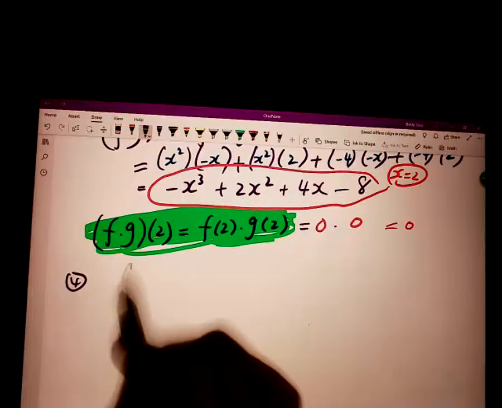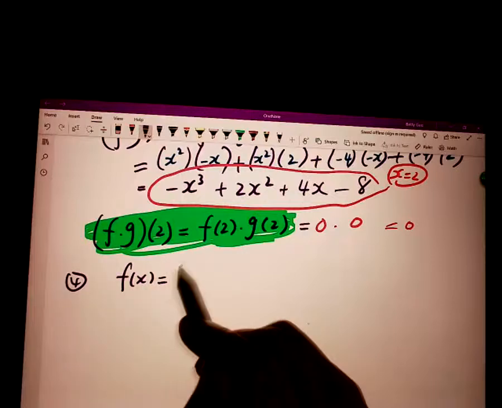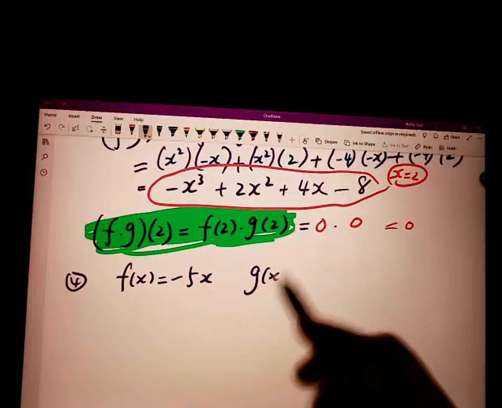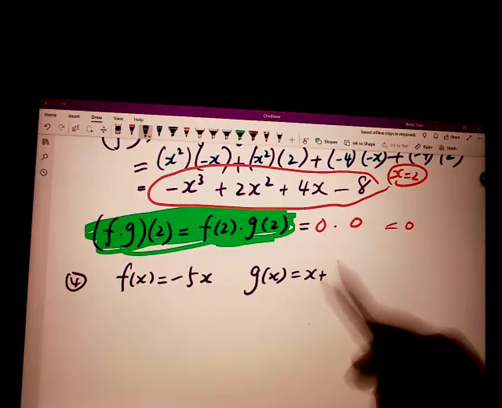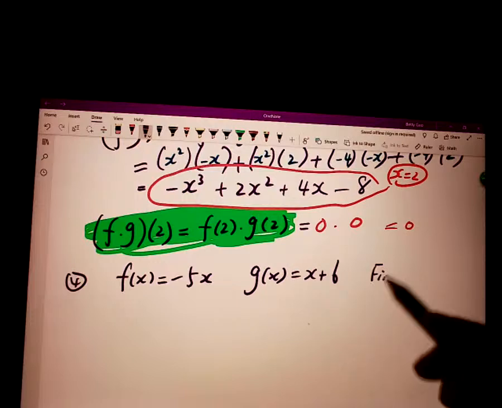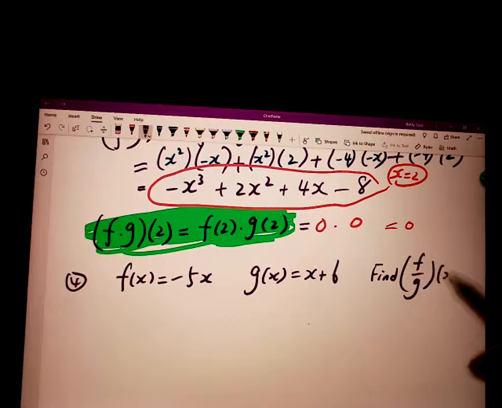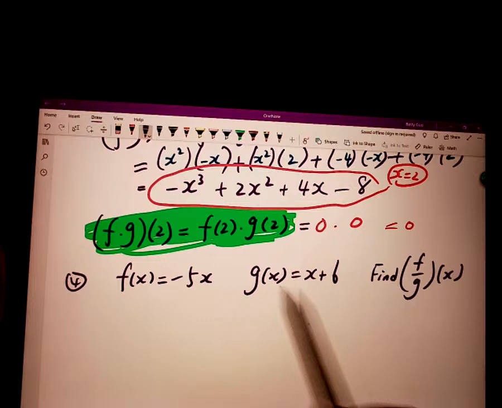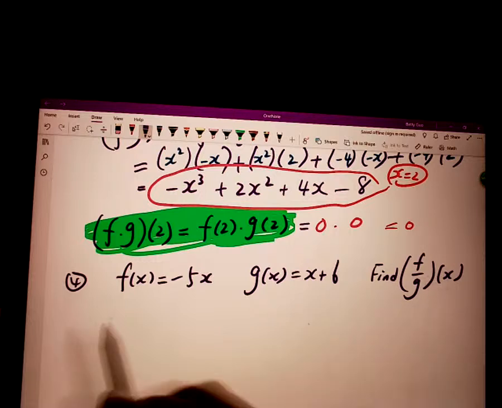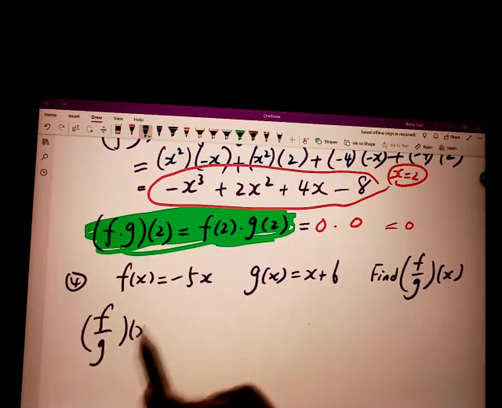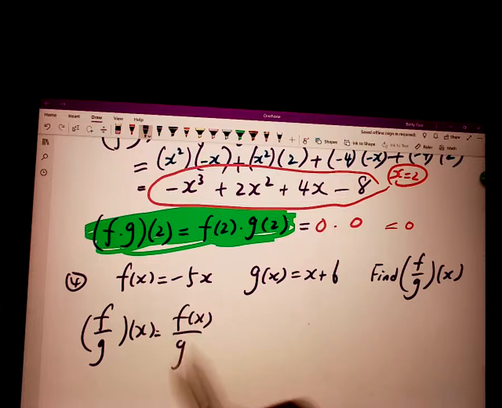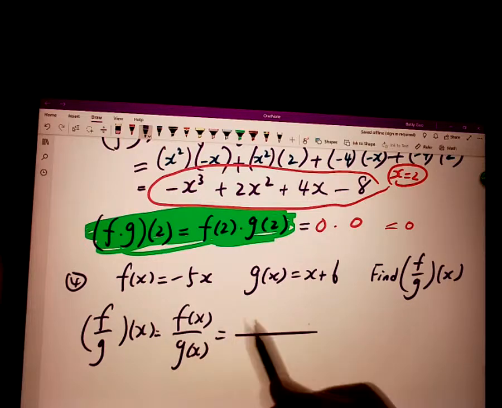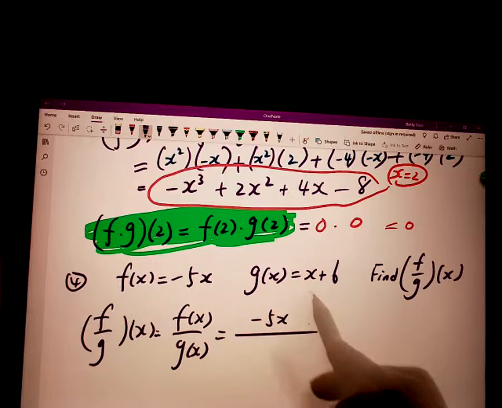We have function f, negative 5x. Function g, x plus 6. Both of them are linear. We need to find f over g of x and its domain. We can see function f has a domain of all real numbers. Function g has a domain of all real numbers as well. Then what is f over g of x? It is f of x over g of x, the quotient of the two functions. Numerator negative 5x, denominator x plus 6.